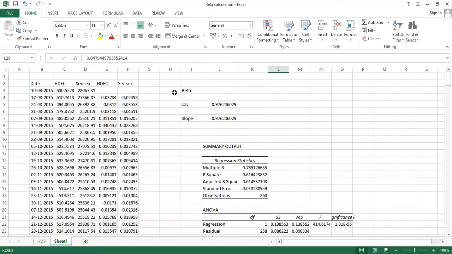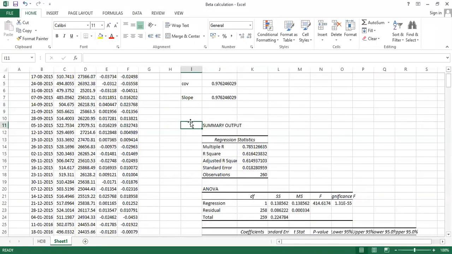So we can calculate beta using three methods: the covariance, the slope function, and the third method is called the regression.